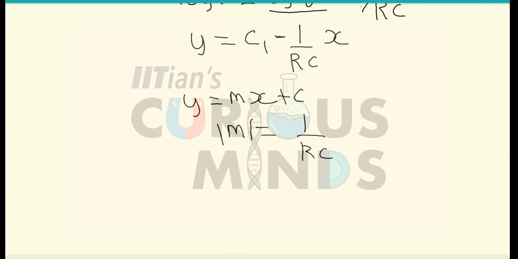So how does the slope increase? There are two possible methods in which the slope will increase. The first method over here is if I increase the capacitance. Suppose the original capacitance is equal to C1, then M1 will be equal to 1 divided by RC1, and M2 over here will be equal to 1 by RC2.